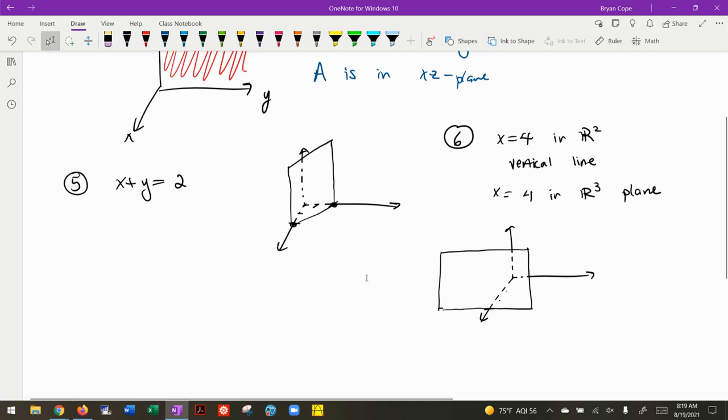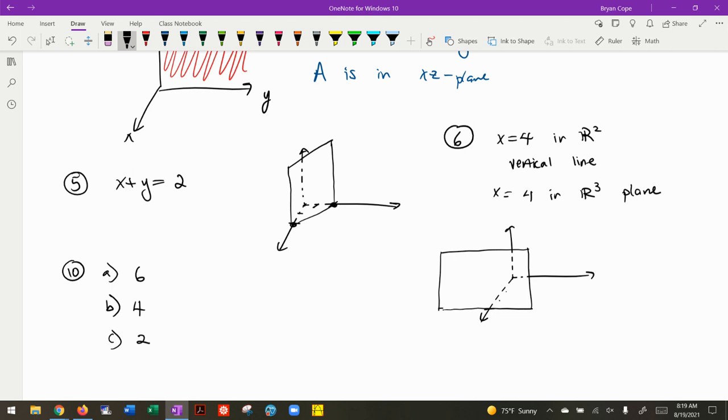Find the distance from 4, -2, 6 to each of the following. For part A, the distance to the xy plane, that's just going to be the z coordinate, so that's 6. For B, the distance to the yz plane, that would be the x coordinate, so that's 4. C, the distance to the xz plane, that is 2, because we're talking about the absolute value of the y coordinate there.